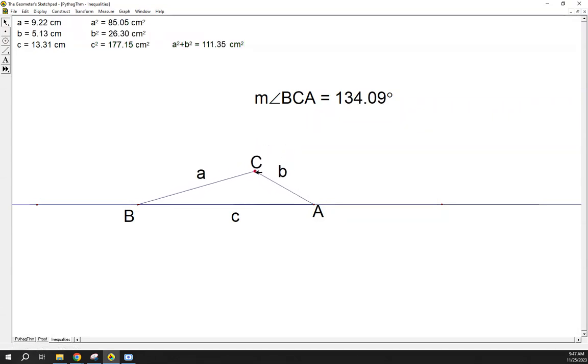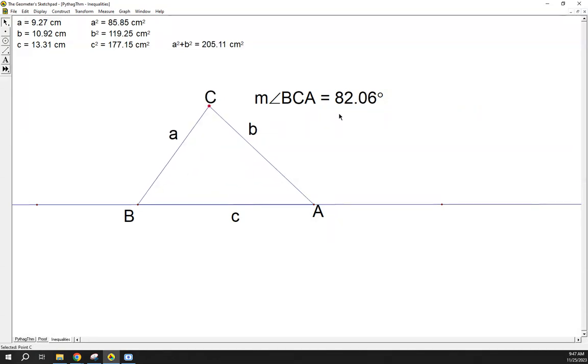obtuse triangle. Wherever I stop it here, as long as this angle is bigger than 90, I'm going to notice that C squared is bigger than A squared plus B squared. Okay, if I made it an acute triangle, so let's make that angle less than 90 now, and then I have to check these two angles as well. They're still less than 90. Okay, so it's an acute triangle now.